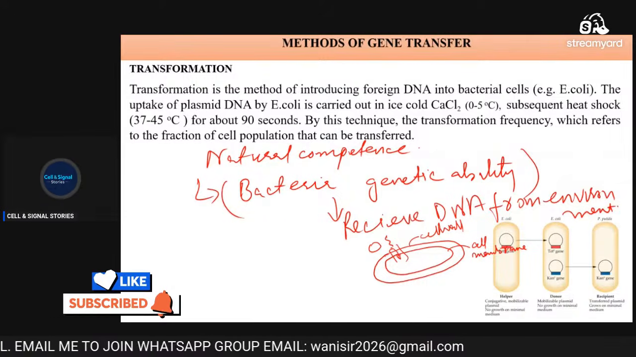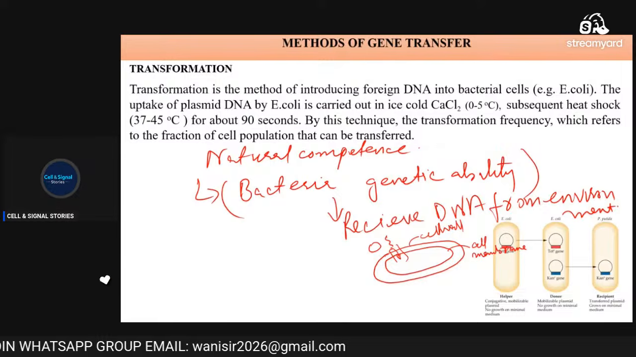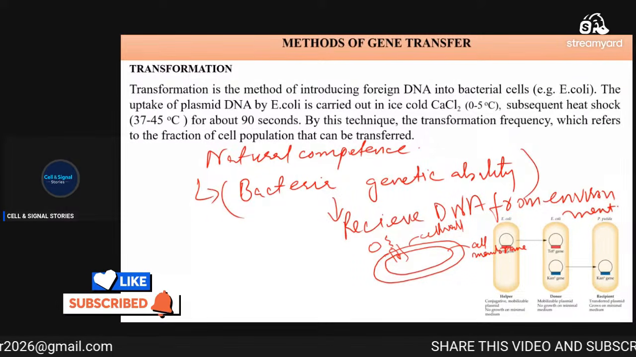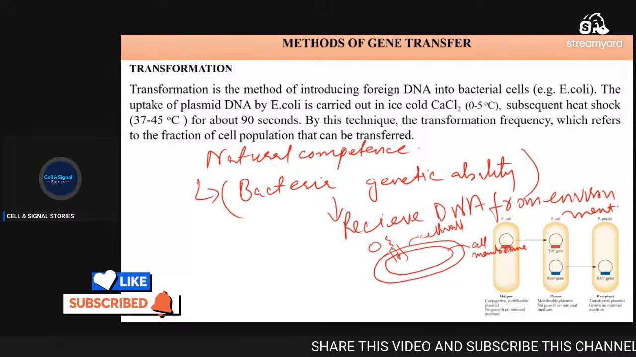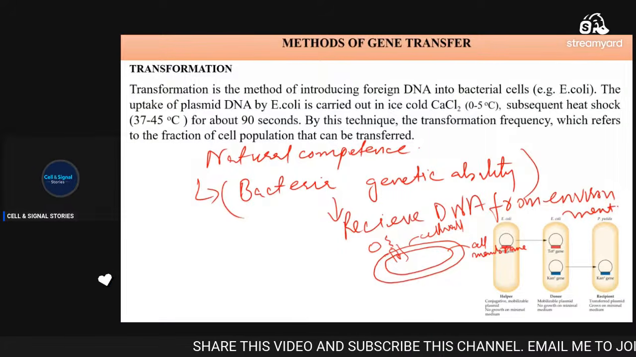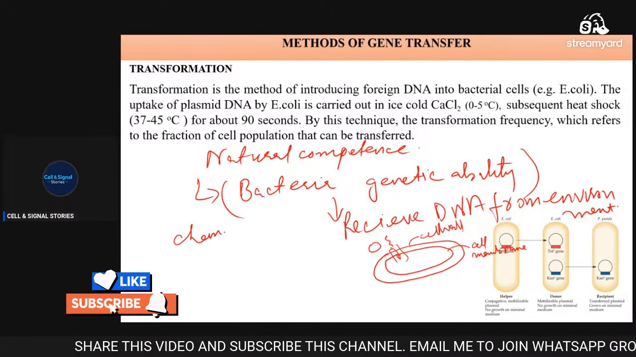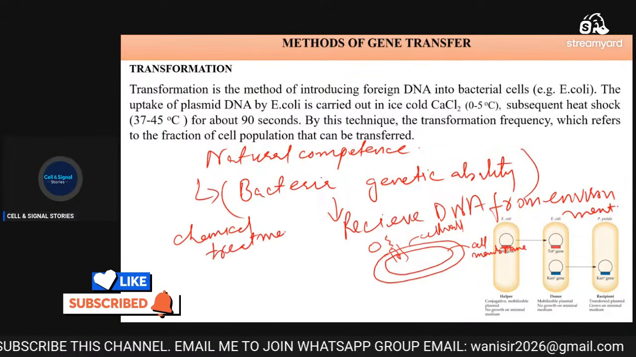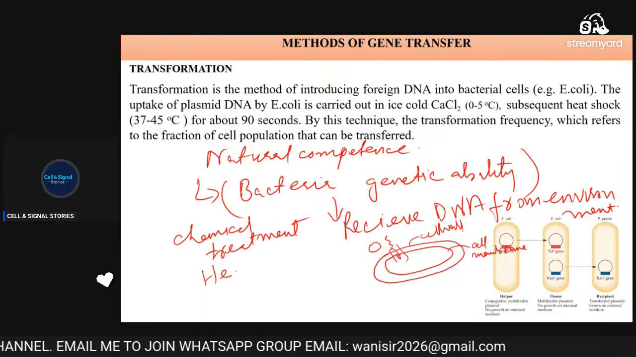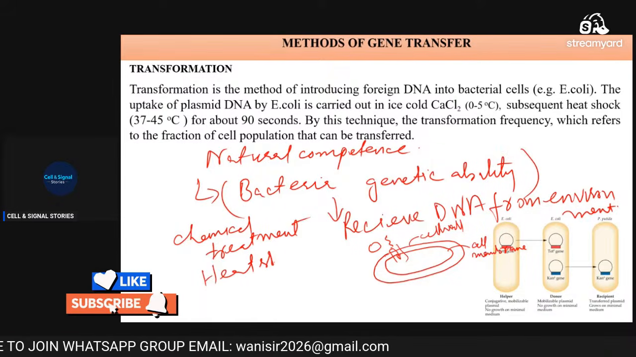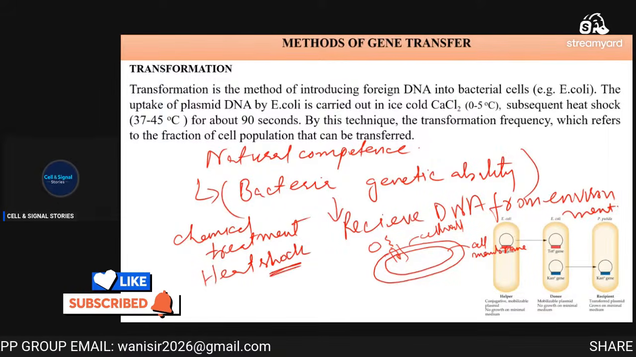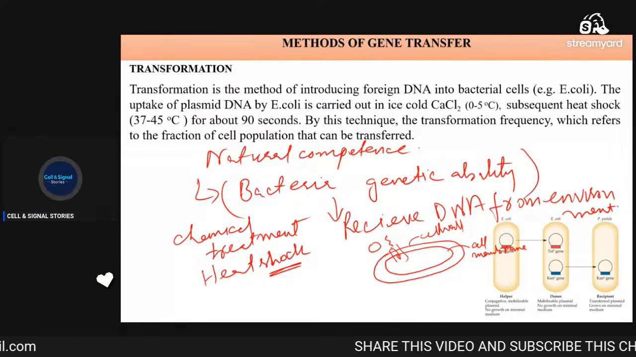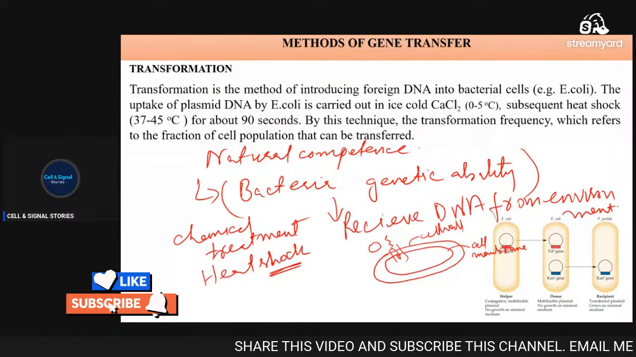That can be done artificially. Naturally, as I told you, it is the genetic ability of the bacteria. Artificially, how can we do it? We can do it by giving a chemical treatment followed by a heat shock. So bacteria can also be made competent by chemical treatment and heat shock.